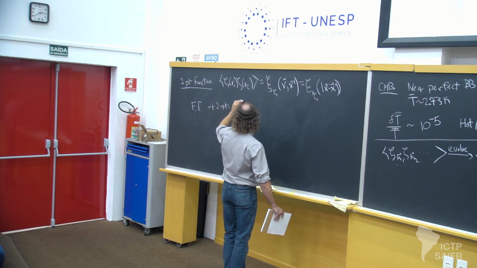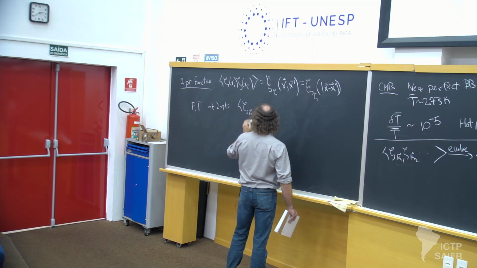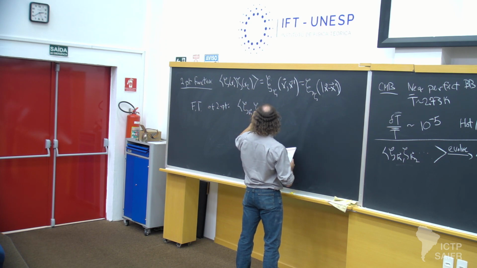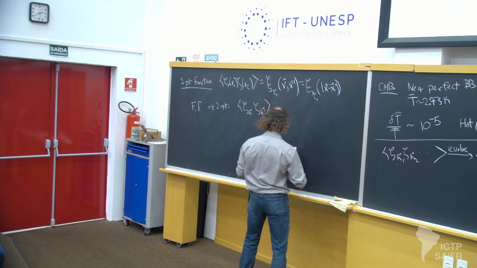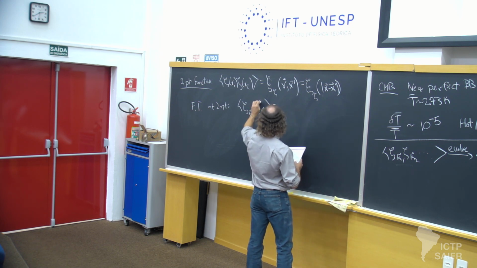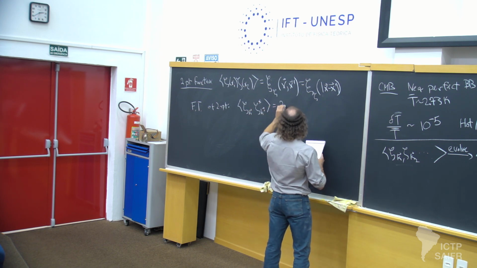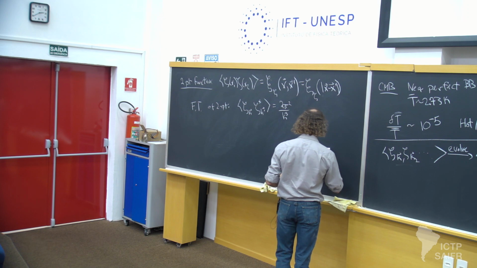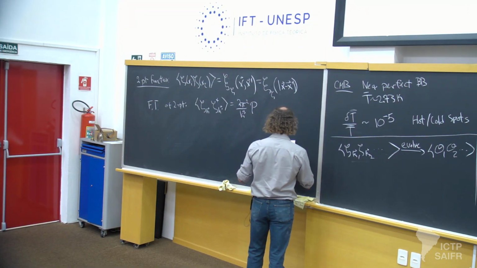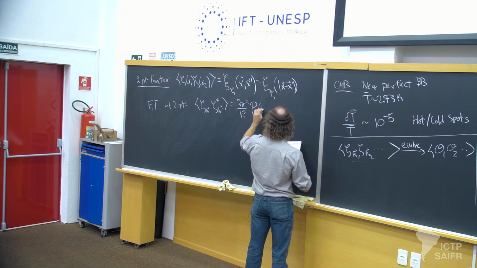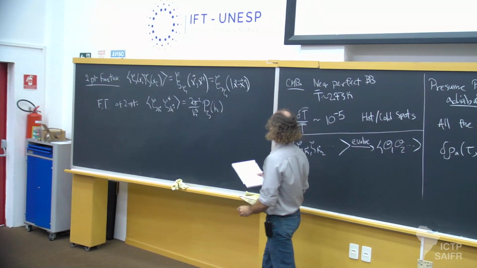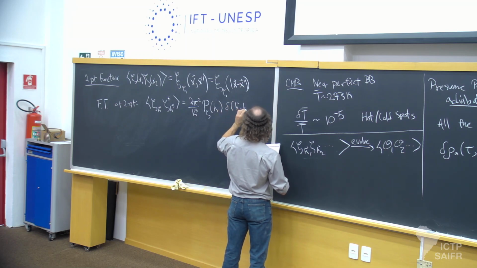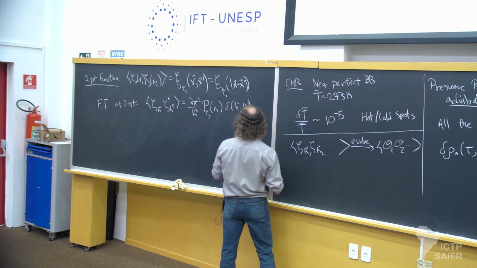So if we consider the two-point function, zeta of k and zeta star of k prime, then this can be expressed as 2 pi squared over k cubed times a function only of the magnitude of k, times the Dirac delta function of k minus k prime.